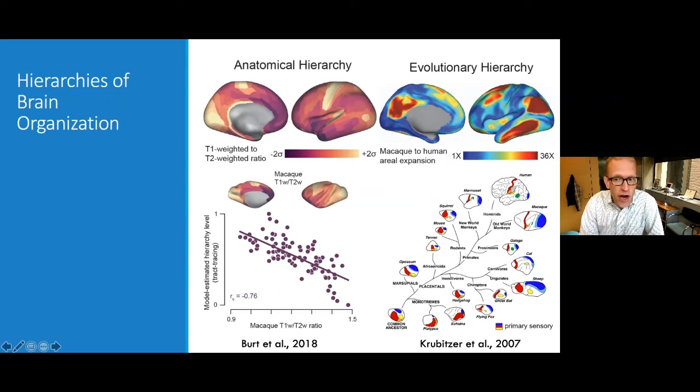Notably, this anatomical hierarchy aligns really closely with an evolutionary hierarchy that indexes the degree of cortical expansion from primates to humans. What's remarkable is that these two hierarchies show incredibly tight convergence, with primary somatosensory cortex being highly myelinated and showing limited expansion compared to primates, whereas association cortex is highly expanded in evolution and lightly myelinated.